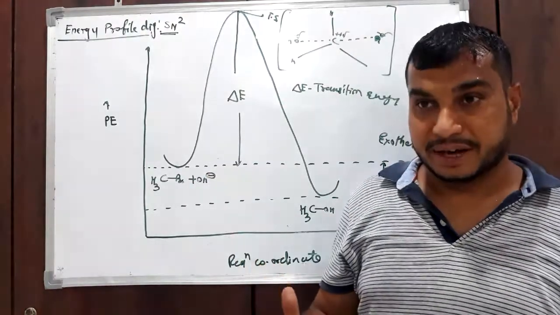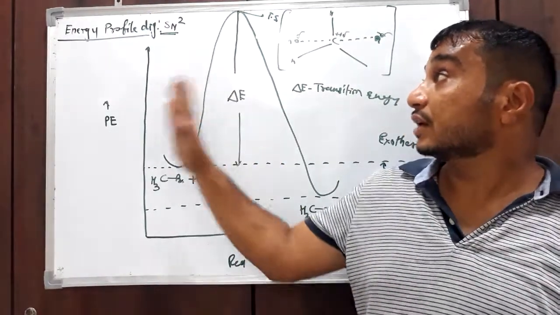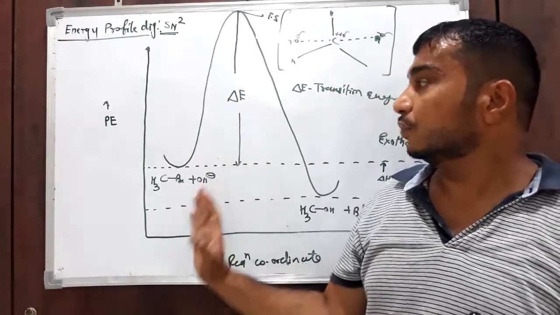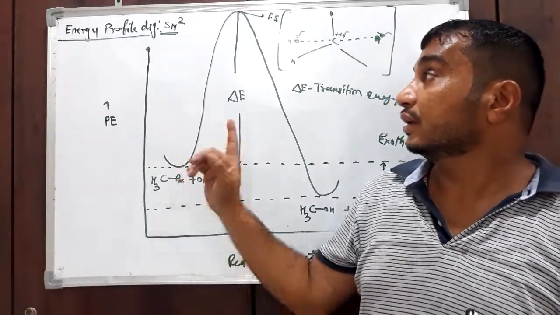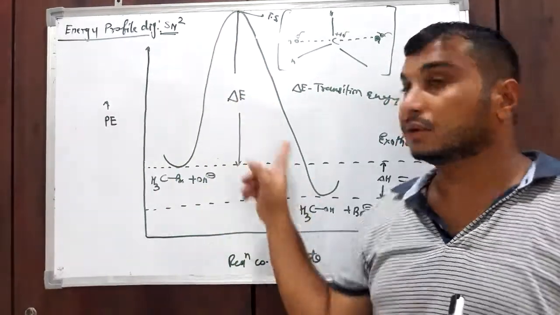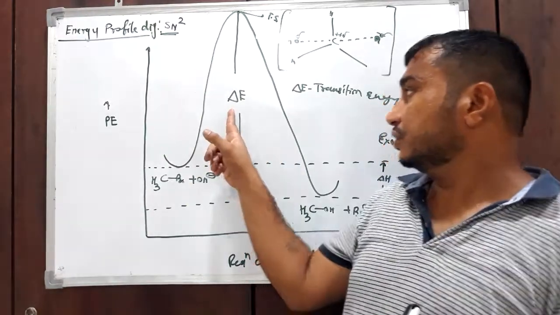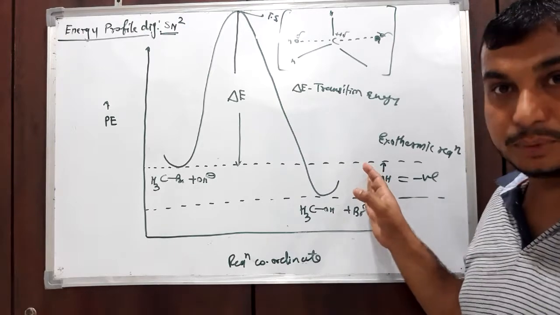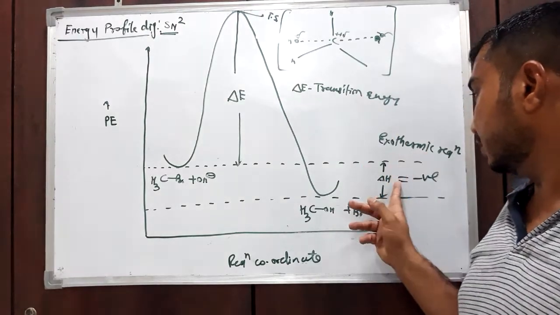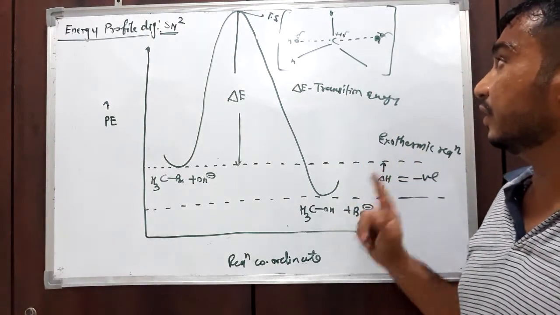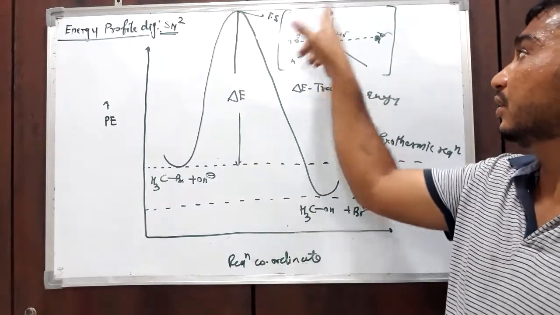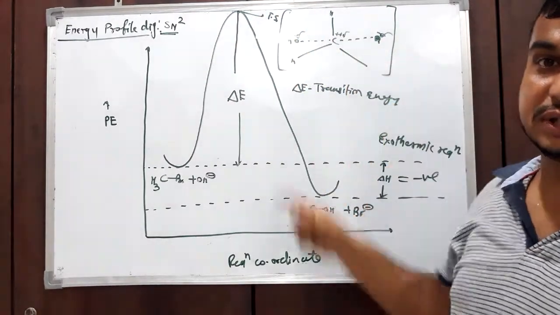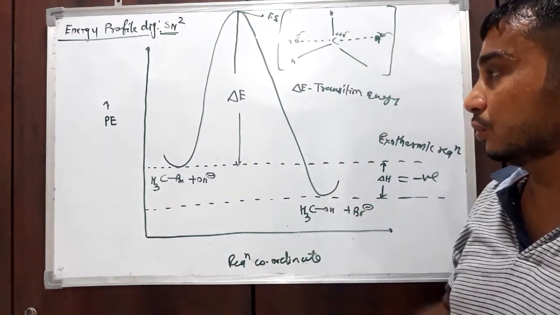So these are some characteristics of SN2 reaction, and this is the energy profile diagram of SN2 reaction having a single peak. Okay, remember this. This is the transition energy, this is delta H, the enthalpy of the reaction, which is negative in sign, therefore an exothermic reaction, and this peak represents formation of the transition state.